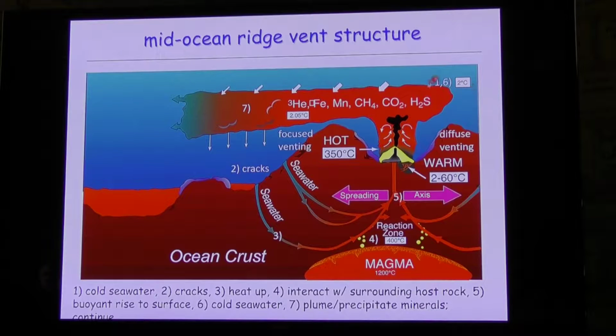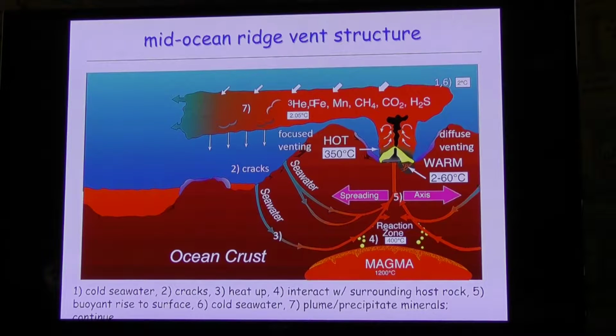And this cold seawater here will penetrate into cracks in the seafloor. And so that cold water will ingress into the basalt or any other host rock type through cracks. It will heat up as it goes down towards this sort of magma or the hot lower crust. And then it will start to buoyantly rise and it will go through what we call a reaction zone. That is a region where it interacts with the host rock.